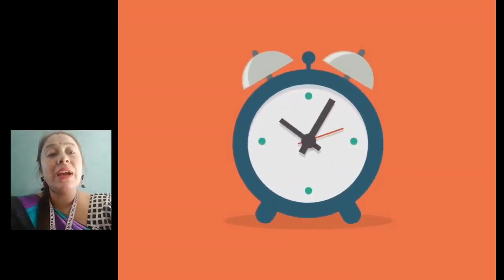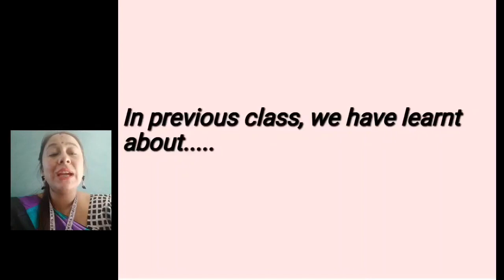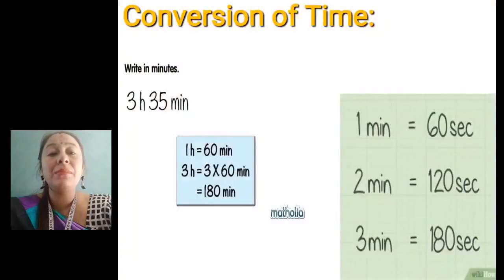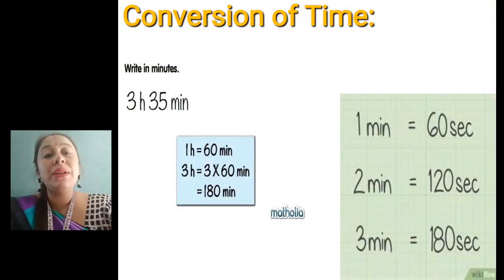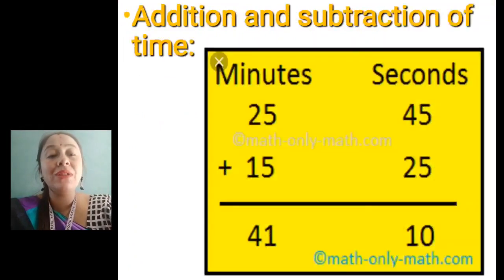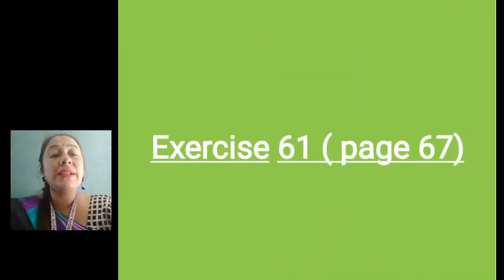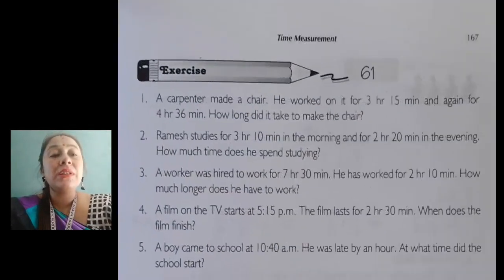So we have done many things about the measurement of time. In previous class we also have learned about conversion of time, from days to hours, hours to minutes, minutes to seconds. This all we have done already. We also have learned to add and subtract the time. So in today's class, children, we will do exercise 61, time measurement. Exercise 61, there are word problems 1 to 5. So this we are going to solve in today's class. So let us start our class without any delay.